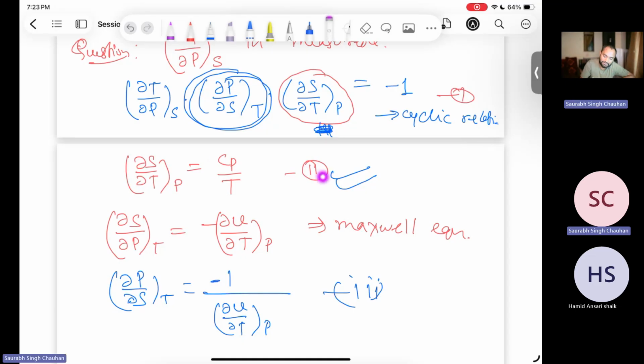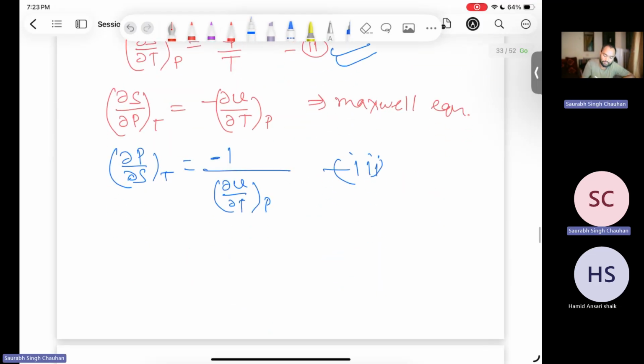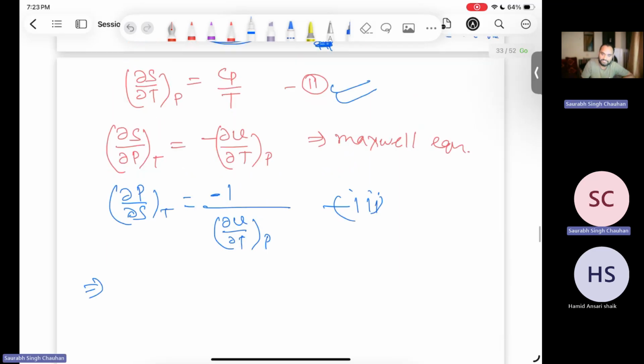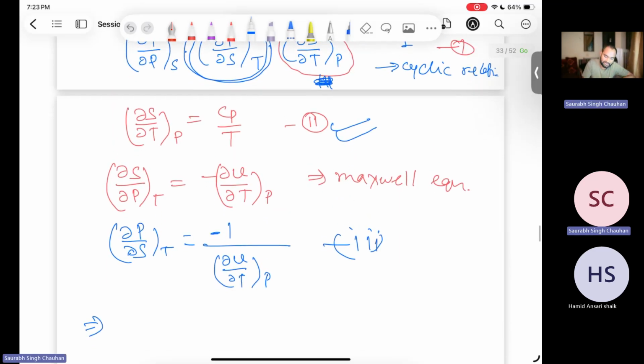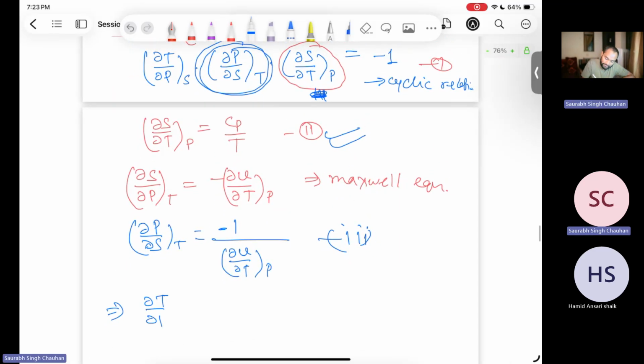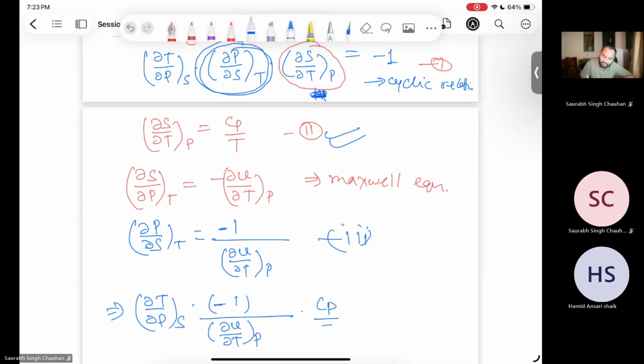We can substitute this second equation for this third term, and we can substitute this third equation for the second term. So what do we have now? The first term remains the same, del T by del P at constant S, and this will be -1 divided by del V by del T at constant P, and in place of del S by del T at constant P, we write Cp by T, is equal to -1.